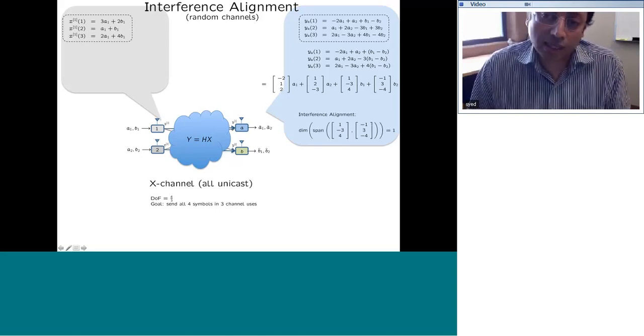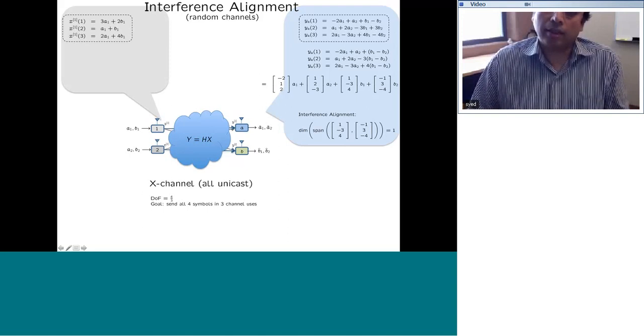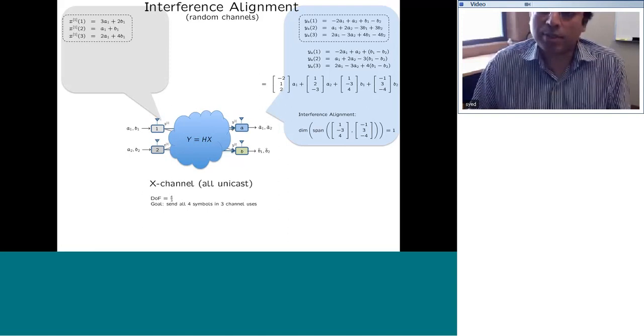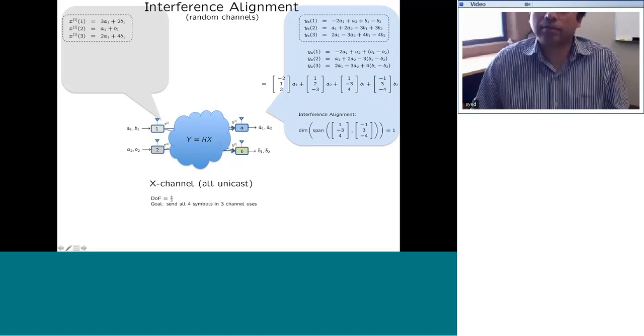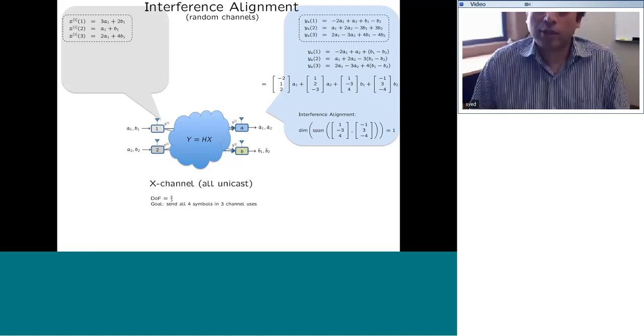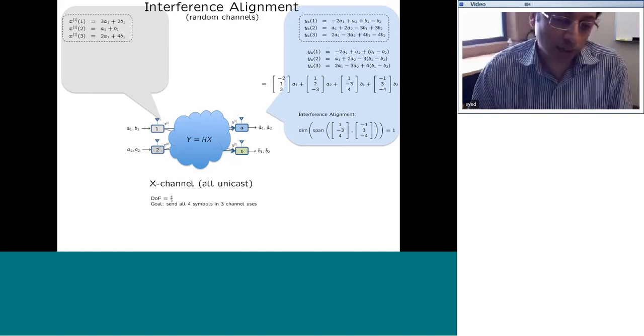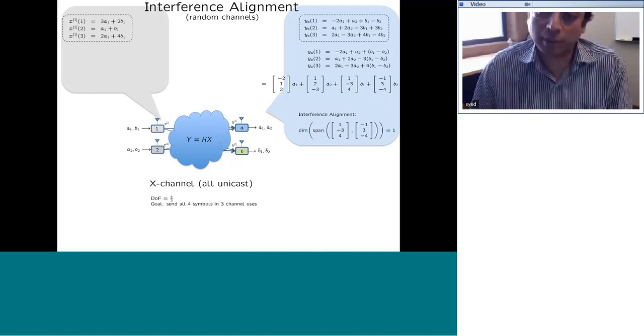Alignment means that the undesired symbols, that is B1 and B2, the signal spaces that they occupy, so B1 is this vector and B2 is this vector, they span a smaller space than if they were independent. So here, these 2 vectors actually span only a 1-dimensional space because they're parallel, which means that interference occupies only 1 dimension, or you can think of it as there's only 1 interference variable, B1 minus B2.